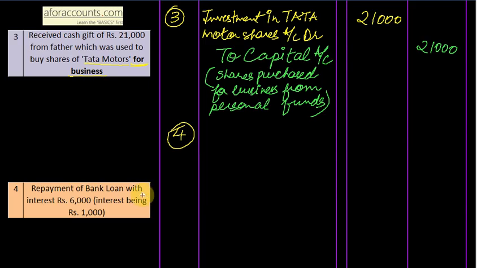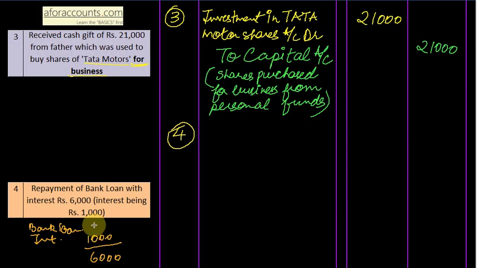Repayment of bank loan with interest rupees 6,000. Interest being rupees 1,000. Okay. So let's do the working. Your bank loan and your interest. Total you have repaid 6,000. So it is mentioned that interest is 1,000.